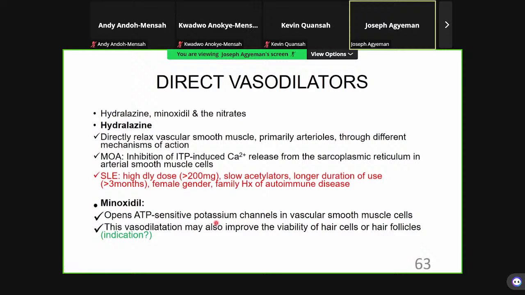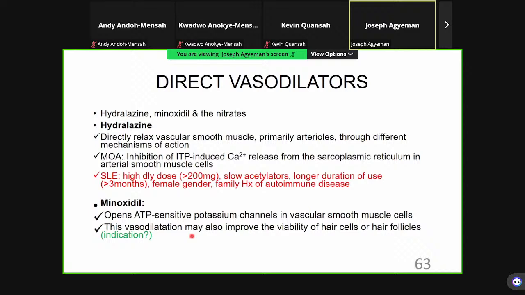When it opens, potassium will leave the cell. This will make the cell hyperpolarized, very stable. There will be no activity in the cell and there will be no contraction at all. So minoxidil will approach it by opening the ATP-sensitive potassium channel. Potassium leaves because you have more potassium within the cell than outside the cell. So the moment the potassium channel opens through simple diffusion, the potassium will move from the region of high concentration, which is within the cell, to outside the cell. By so doing, you create increased negativity in the cell. That is hyperpolarization. The cell becomes so stable, no activity, no contractions, and you will get vasodilatation.